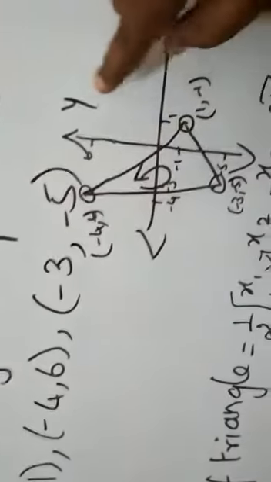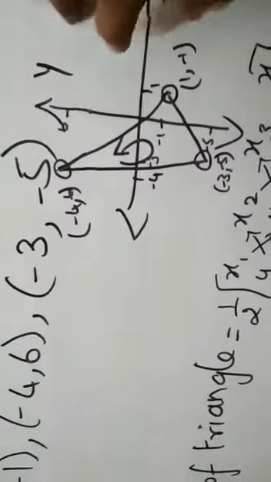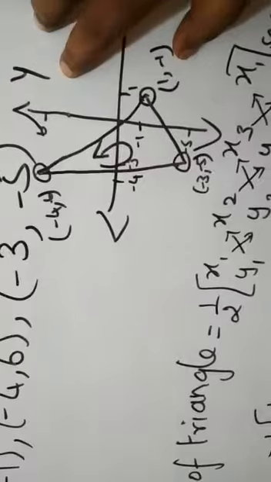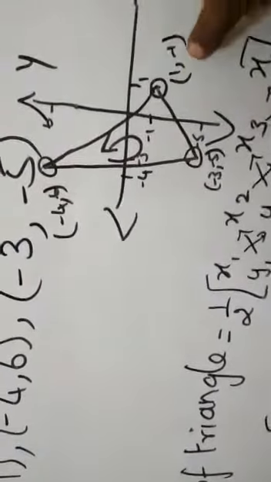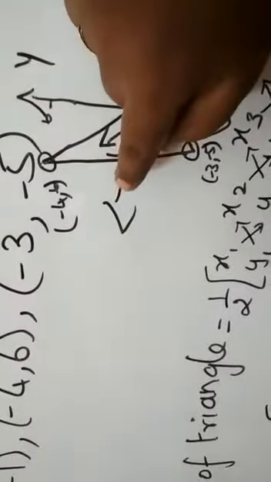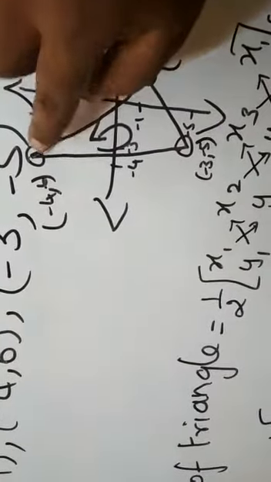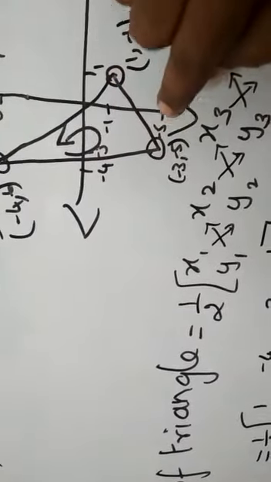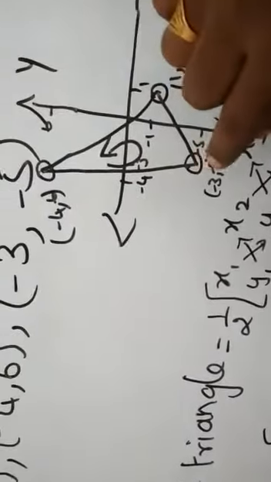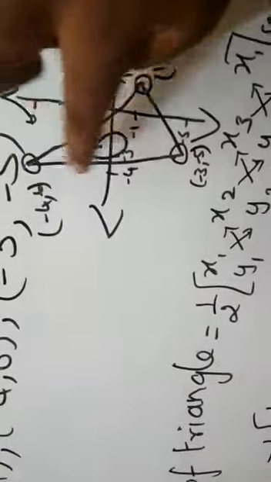Find the area of the triangle formed by the points. 3 points are given. First we have to plot all the 3 points. Just roughly we can plot the points. For example, (1, -1) will be in the 4th quadrant. (-4, 6) will be here. So -4, 6: -4 will be here on the x-axis and 6 will be here on the y-axis. Just approximately plot the points and join all these 3 points and you will get a triangle.